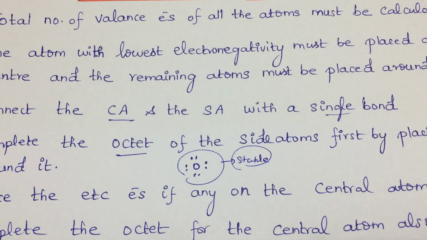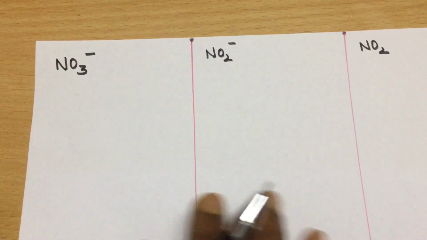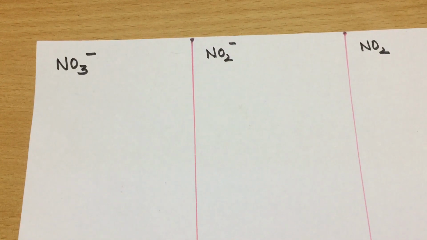Don't worry, we are going to apply this rule, and while applying you will get to know. For these species, first I will write the Lewis dot structure, then we are going to solve the bond angle.